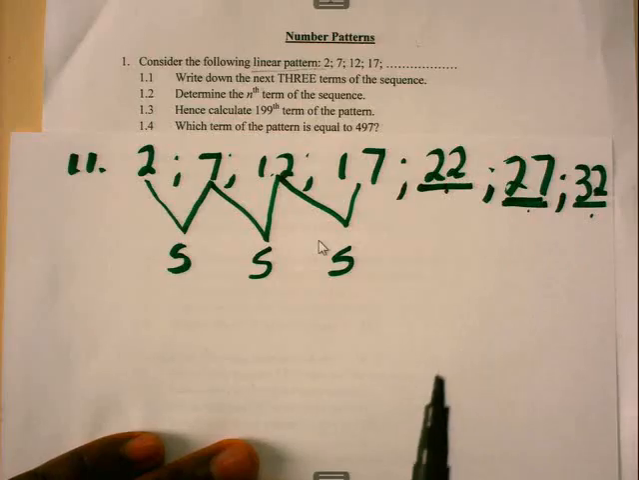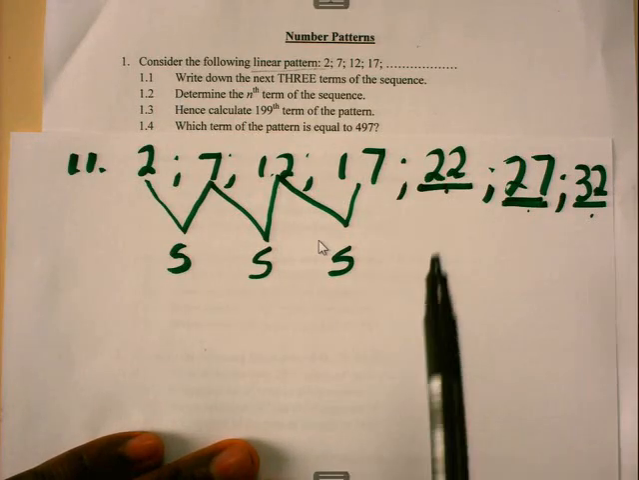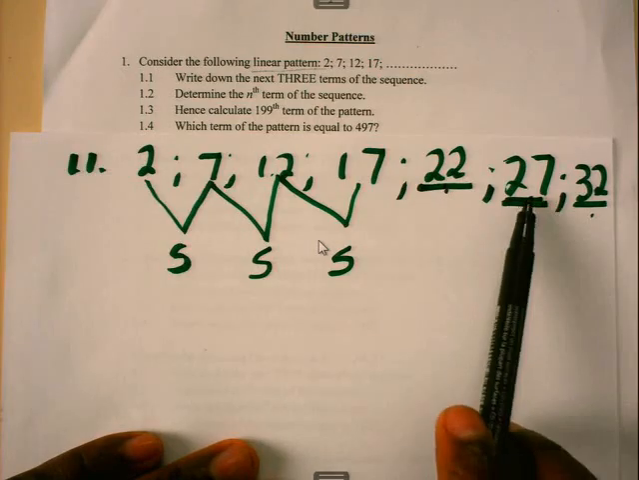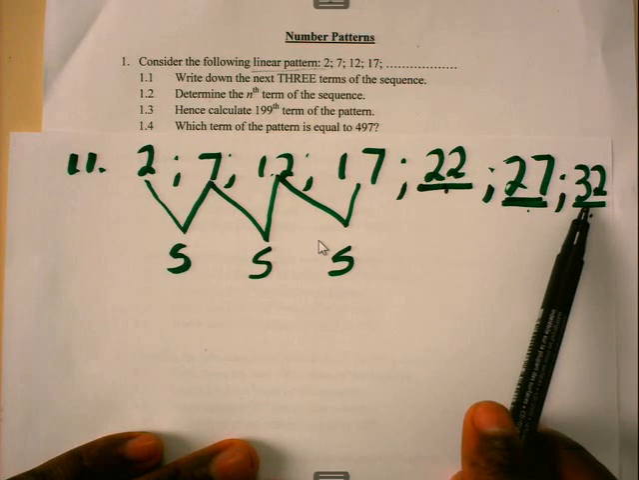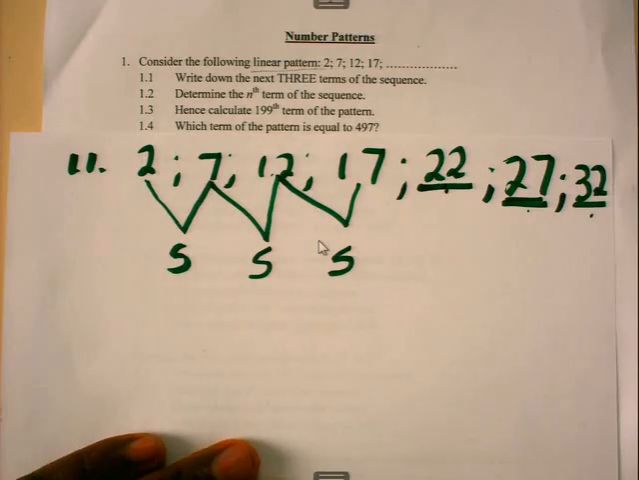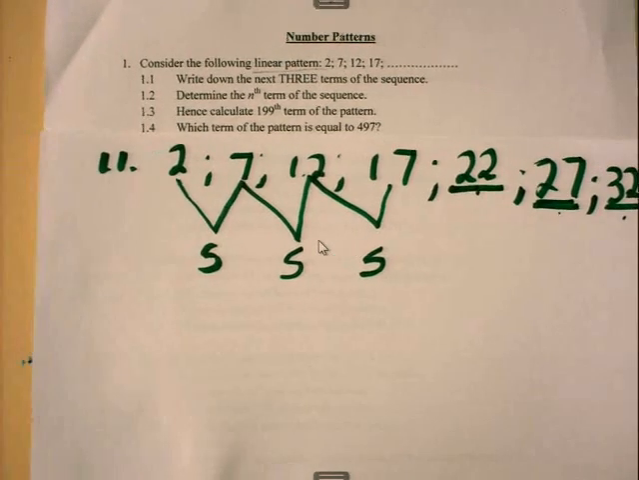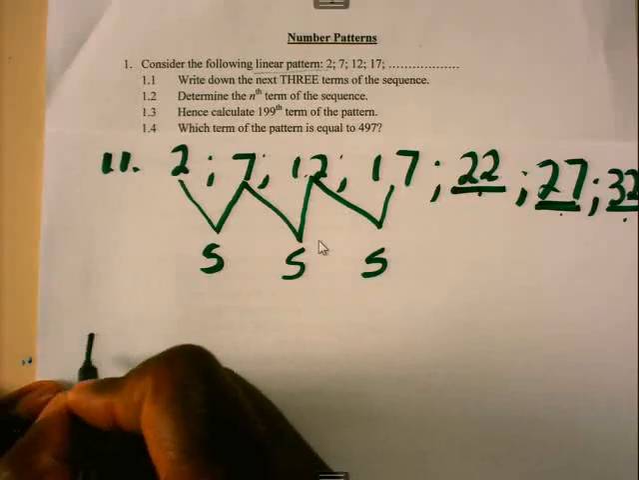So when answering 1.1, write down the next 3 terms of the sequence, the next 3 terms of the sequence will be 22, 27, and 32. 1.1, I think you're happy. Check 1.2.